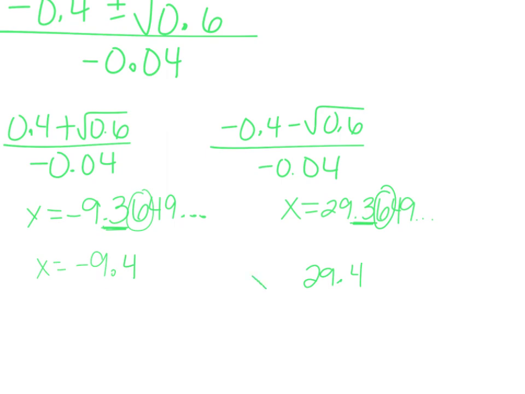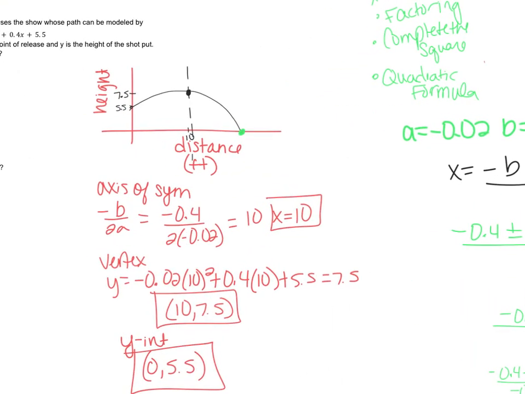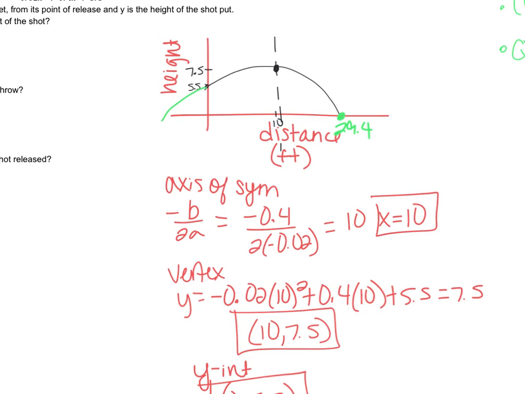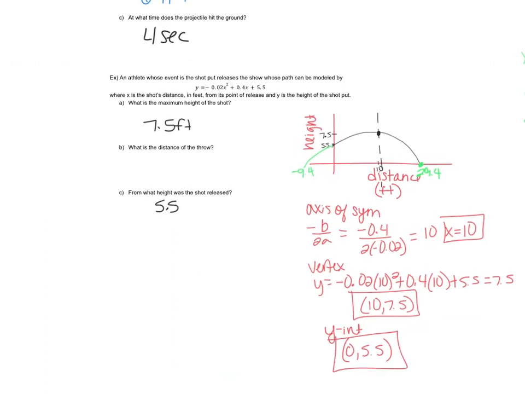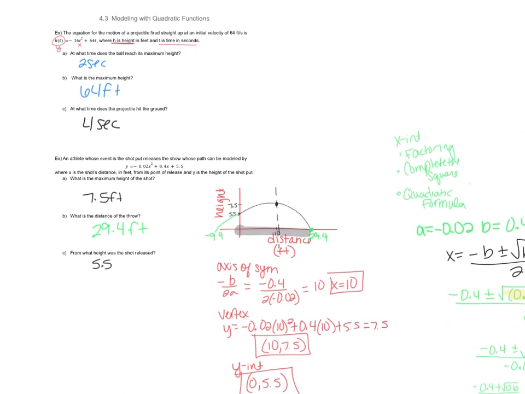All right, so now we have our two x's. So let's go ahead and plot those points on our little sketch. So we know this one is 29.4, which makes sense. That's a realistic number. And then the other one was negative 9.4. So if this continued on, it would be at negative 9.4. Okay, so what is the distance thrown, or of the throw? Well, if it started at 0 and ended here, what is that distance? That would be 29.4 feet. All right, that is it for this first part of this lesson.